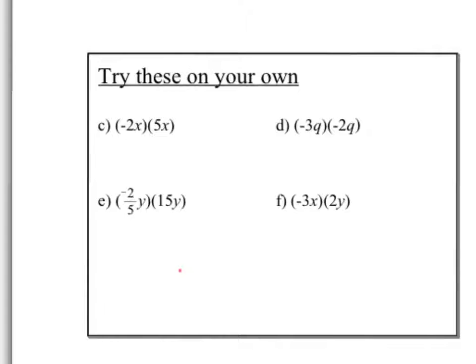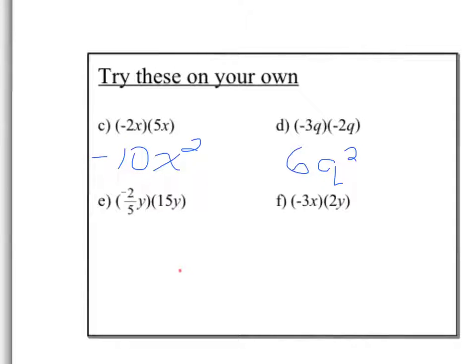For these four, you do them on your own. So you can pause it, or if you have the notes on you, work through it on your own. Okay, so negative 2 times 5 will be negative 10. X times x is x squared. For D, negative times a negative will give you a positive. So 3 times 2 will be 6. And you have 2 q's, so it's q squared.